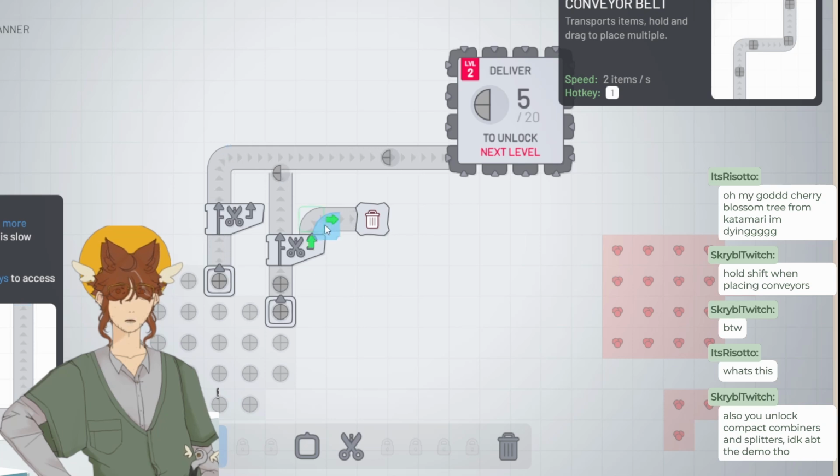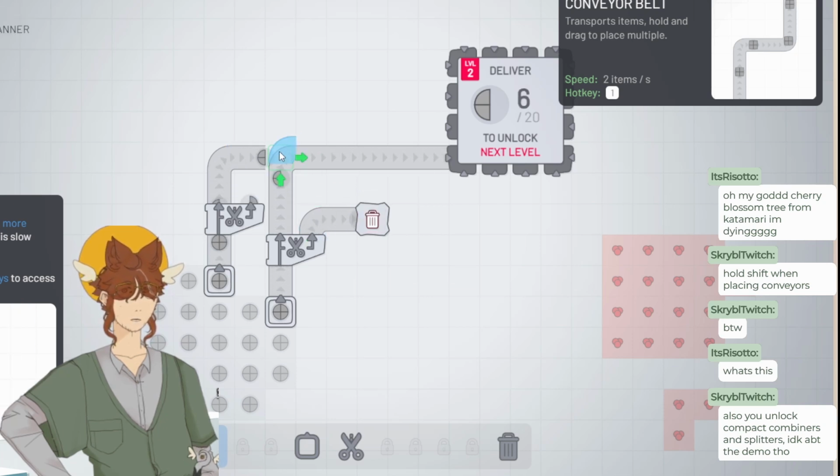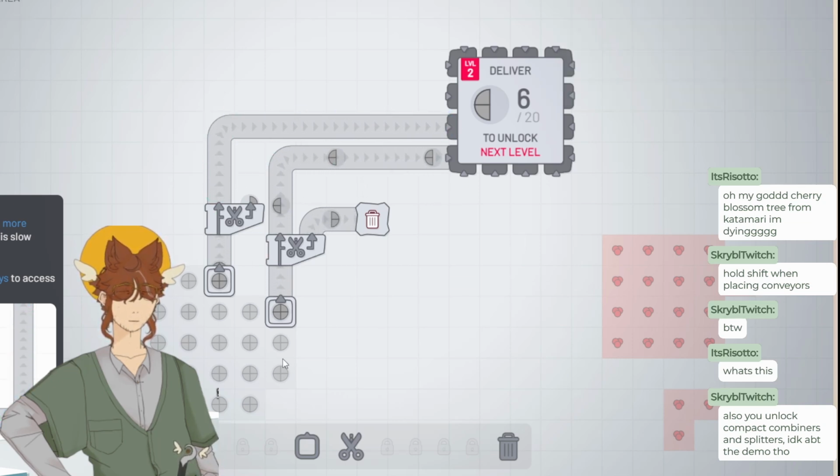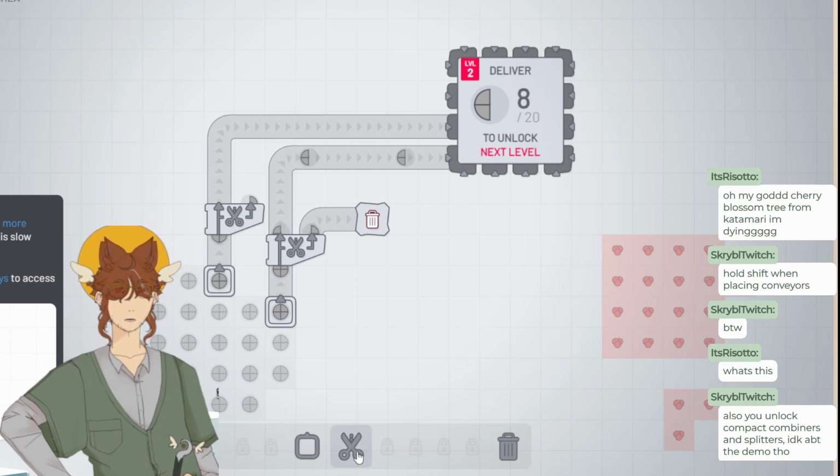Okay, so can I or can I not put them together? I can't put them together if I hold shift? No, I can't. Oh, it'll get clogged if it's trash. I can't put stuff over other stuff either. Wait, I can just put a trash can. Lol.